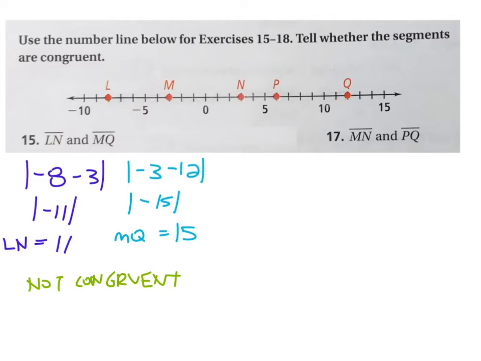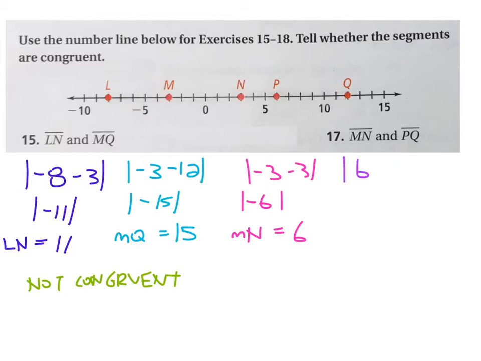Okay, let's do it again. MN, well, M is at -3, so if we take the absolute value of -3 minus the coordinates of N, which is 3, -3 minus 3 is the absolute value of -6, which is 6. So the measure of MN, the measure of segment MN, is 6. We'll do that for PQ.